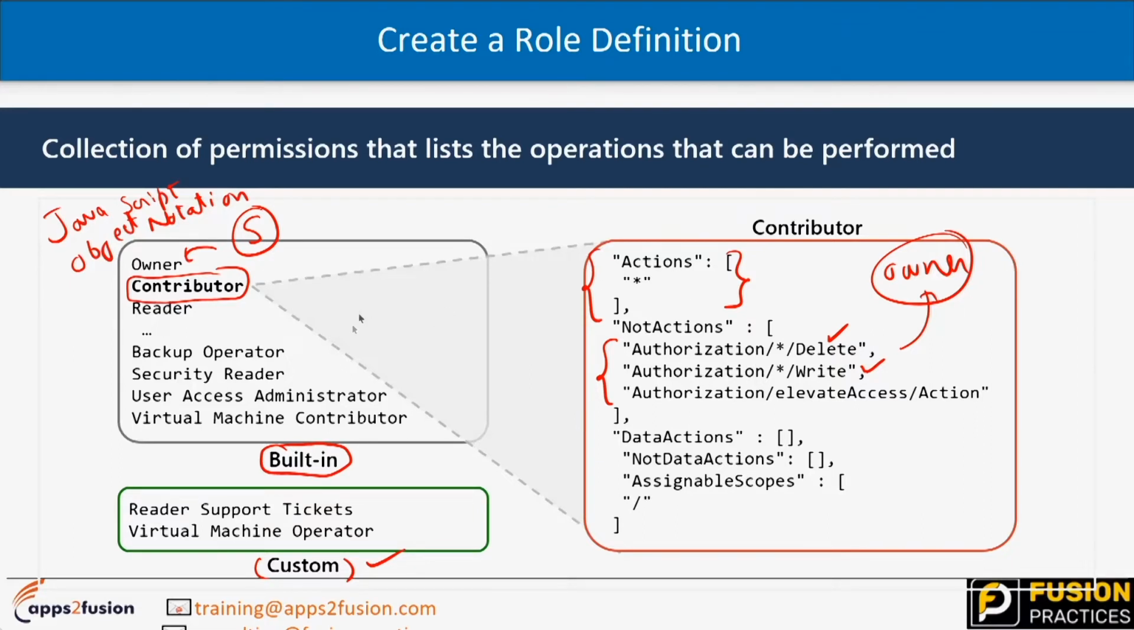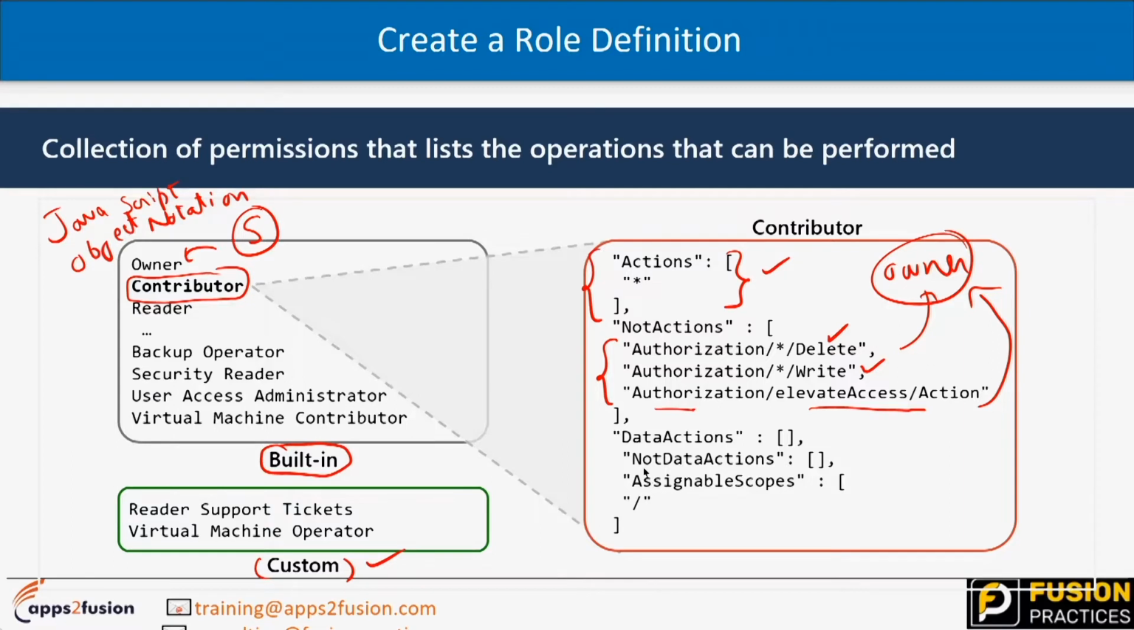So users who have been assigned the contributor role cannot do anything related to authorization. That is, they cannot change permissions of users, and you're not allowing them to elevate their access. When you're assigning different roles, you're not allowing this role to elevate their permission or change anything related to any other admin. So it can perform everything, but they cannot assign permissions to other users. That is what it means when you talk about actions and not actions.